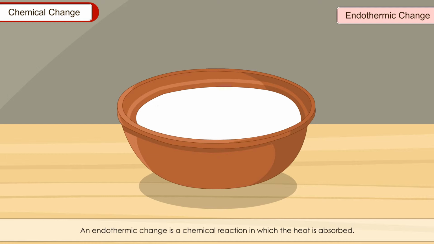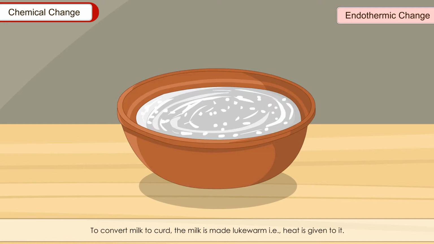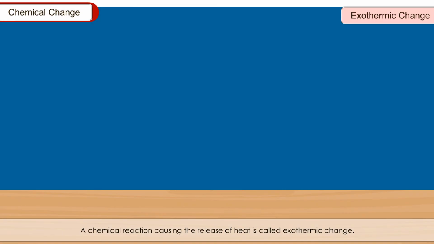Endothermic change. An endothermic change is a chemical reaction in which heat is absorbed. To convert milk to curd, the milk is made lukewarm, that is, heat is given to it. So, it is an endothermic change.